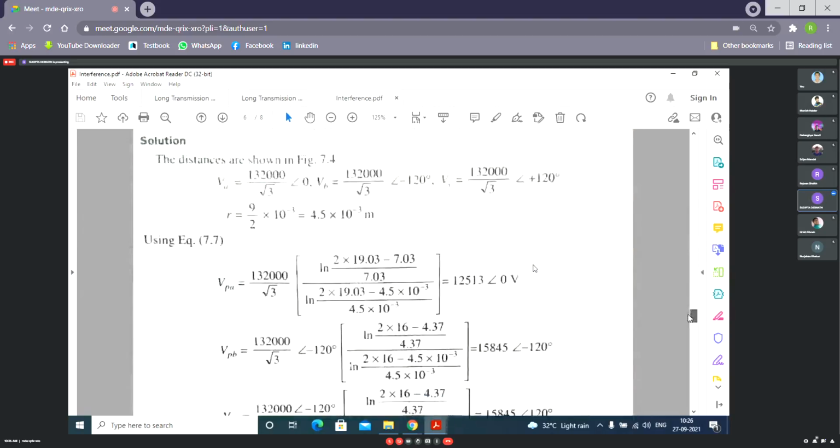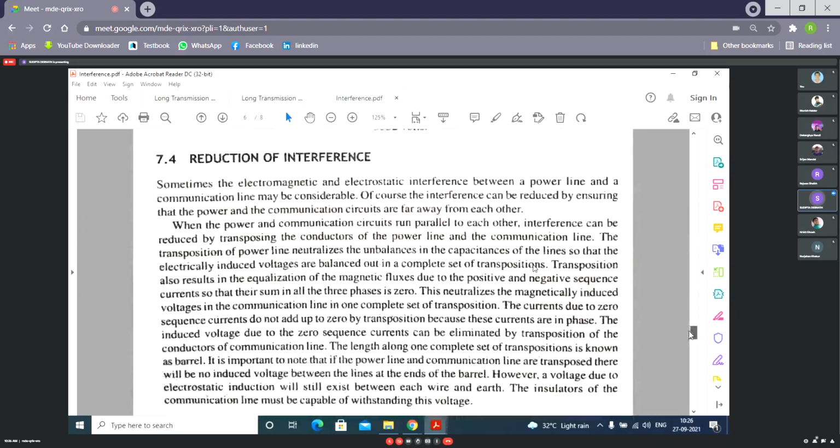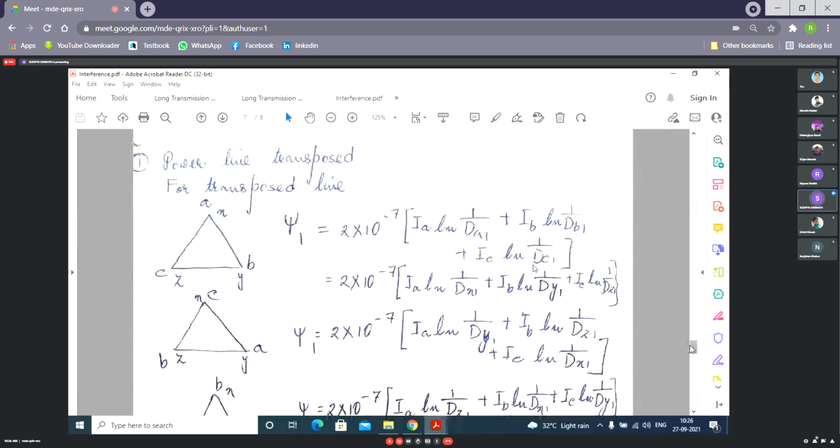Now let us see what happens when the power lines are transposed. Why is the transposition of power lines not enough to eliminate the interference? That we'll discuss now. Suppose the power lines are balanced. Transposition means that in the first one-third cycle, if the positions are fixed as x, y, z, A will occupy position x, B position y, C position z.